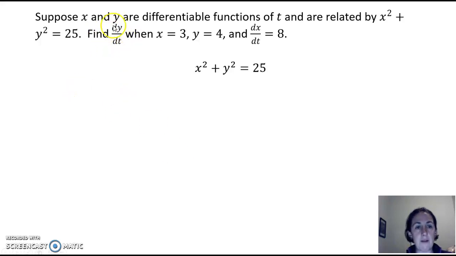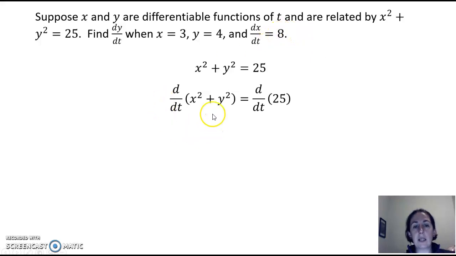Now notice I'm trying to find the rate at which y is changing with respect to t, and I know the rate at which x is changing with respect to t, so that tells us we're going to differentiate with respect to t. This is where our implicit differentiation is going to come in. So I need to take the derivative of x squared with respect to t, which means I get my 2x dx/dt. The derivative of y squared with respect to t is 2y dy/dt, and the derivative of 25 with respect to any variable is going to be 0.